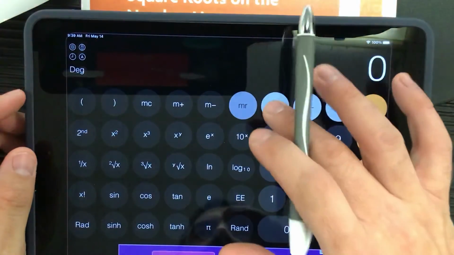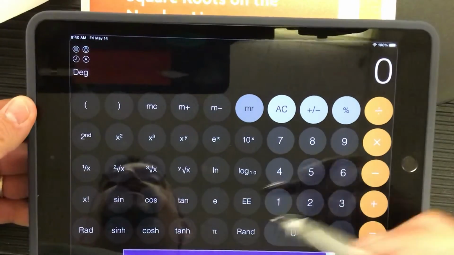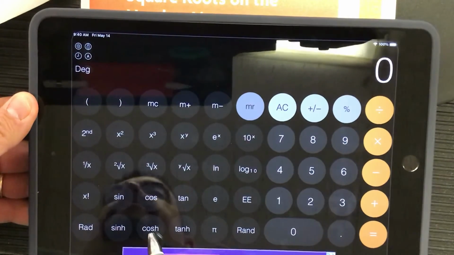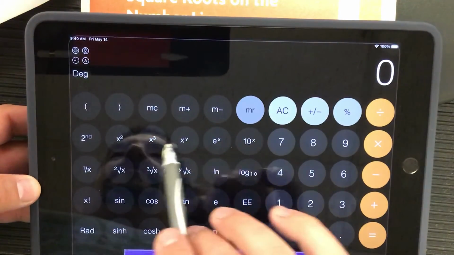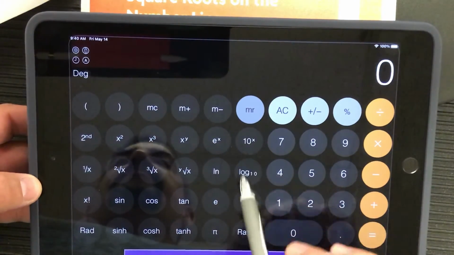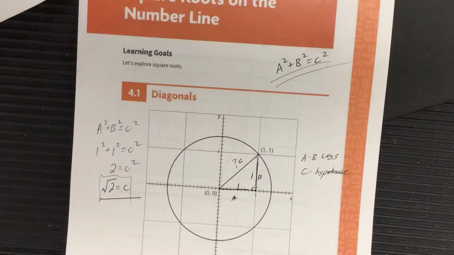Sin, cos, and tan are all triangle related, right? Sine, cosine, tangent. These are the opposite. This is to go from degrees to radians. Exponential functions. If you click E while it's at 0, you get negative infinity. I think we should just mess around with the calculator online. We just did. Never mind.